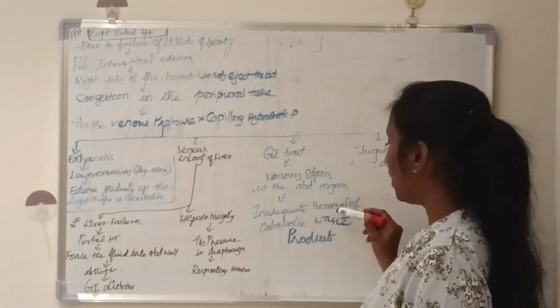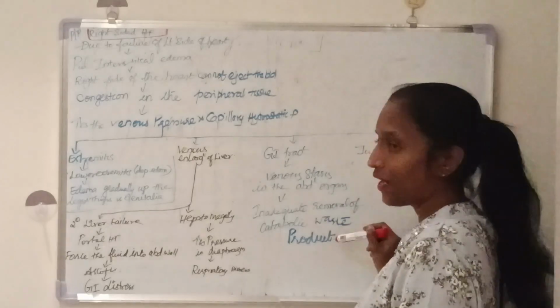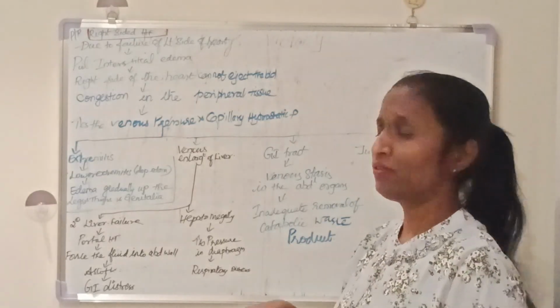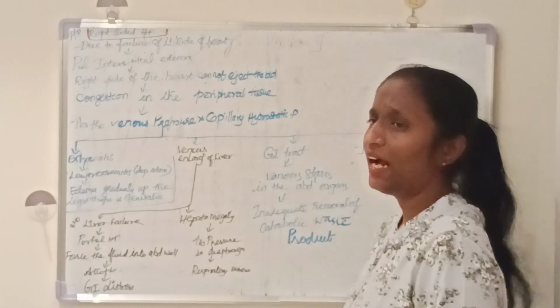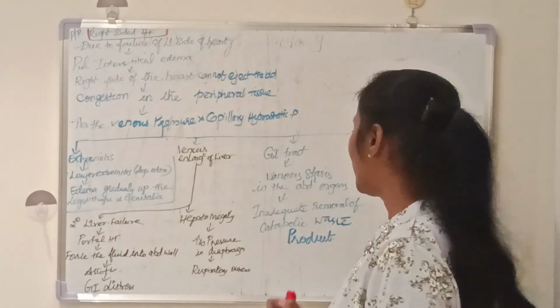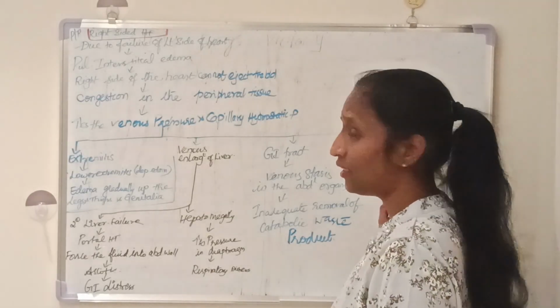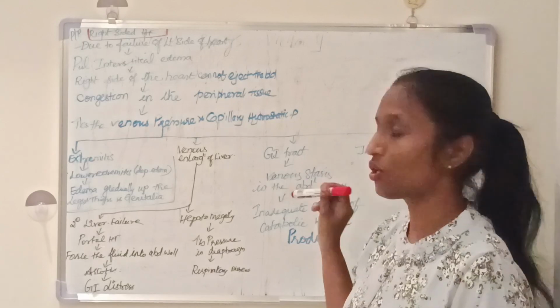There is inadequate removal of catabolic waste products, which may lead to edema all over the body, and it may lead to multiple organ dysfunction. And other times it leads to jugular vein distension also.